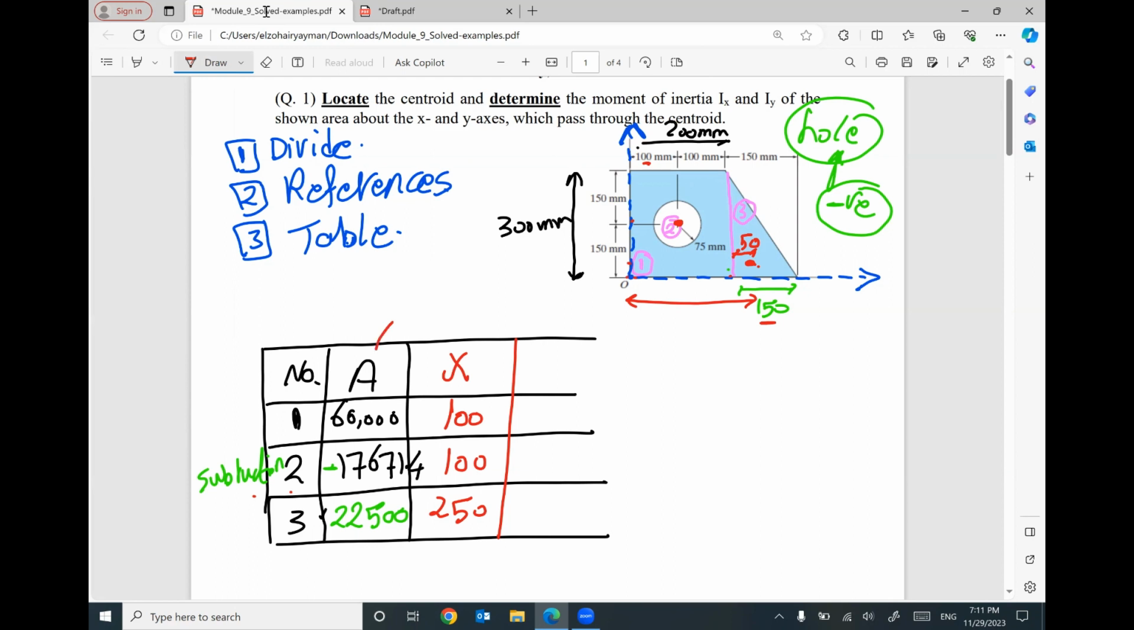I will multiply column A by column X, A times X, to set up the new column. So 60,000 times 100 will be 6 million. This area with a negative sign times 100 will be negative 1,767,140. This area 22,500 times 250, I got 5,625,000.